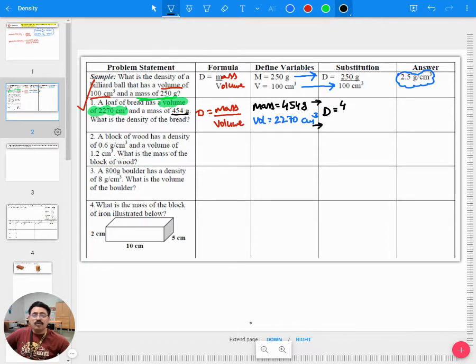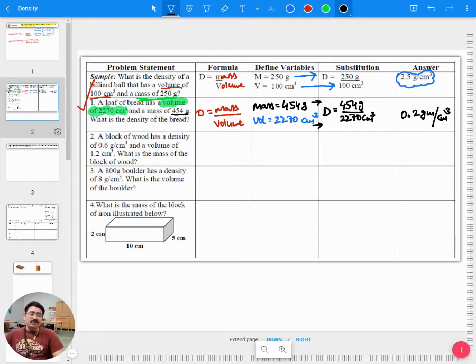Therefore, 454 grams divided by 2270 cubic centimeters, that's the denominator. So let me quickly grab my calculator. Here 454 divided by 2270. That is 0.2. So this is 0.2 grams per cubic centimeter.